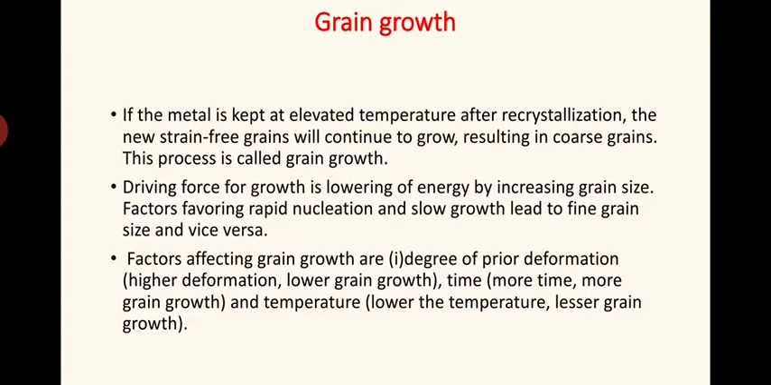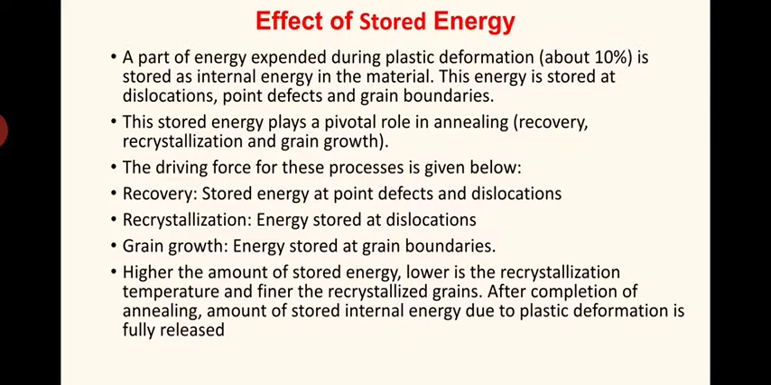Factors affecting grain growth are degree of prior deformation. If higher deformation, lower will be grain growth. Time, more grain growth. And temperature, lower the temperature, lesser the grain growth. So these are the basic 3 steps happening in annealing. Okay. So that's all about annealing.